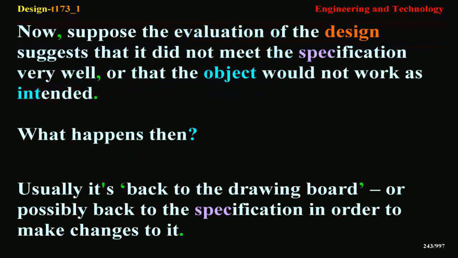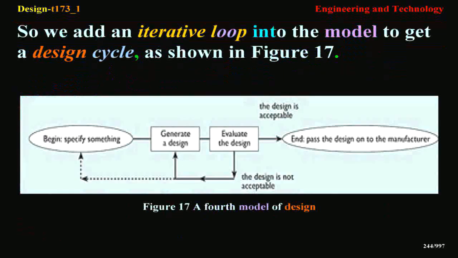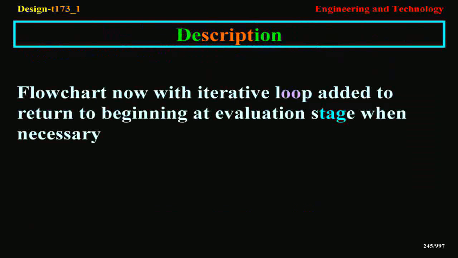Now, suppose the evaluation of the design suggests that it did not meet the specification very well, or that the object would not work as intended. What happens then? Usually it's back to the drawing board or possibly back to the specification in order to make changes to it, so we add an iterative loop into the model to get a design cycle, as shown in Figure 17. Figure 17, a fourth model of design. Description: flowchart now with iterative loop added to return to beginning at evaluation stage when necessary.